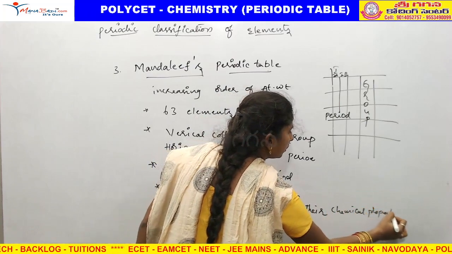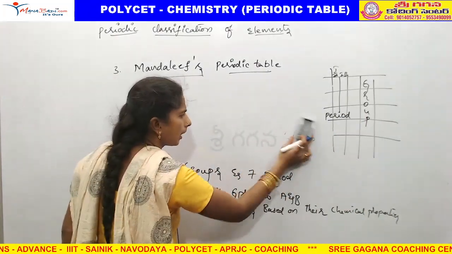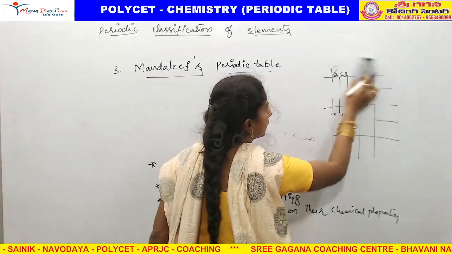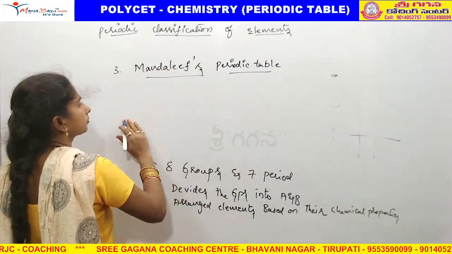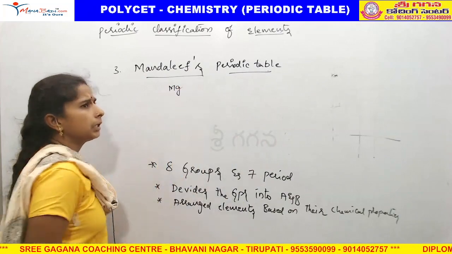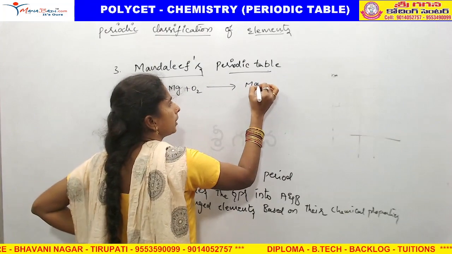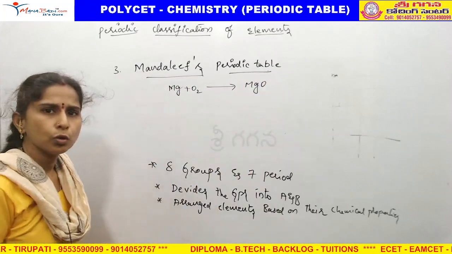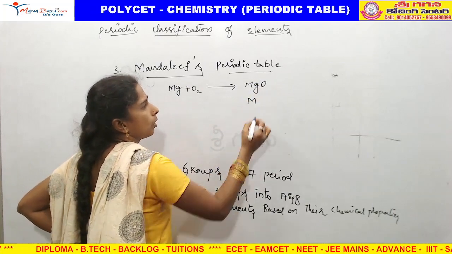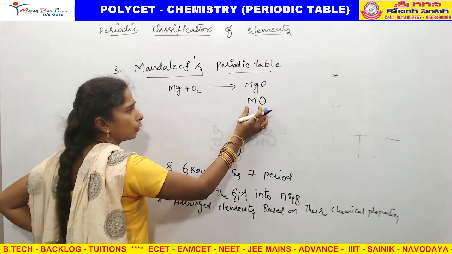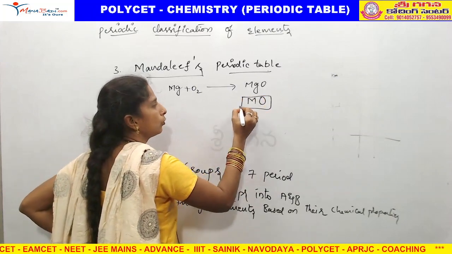What is meant by chemical properties? For example, if we take some elements reacting with another element. For example, if we take sodium or magnesium. Magnesium reacting with oxygen is able to form MgO. So for example, magnesium you can take as M, oxygen you can take as O. An MO type oxide it is forming. The general formula we can take as MO.